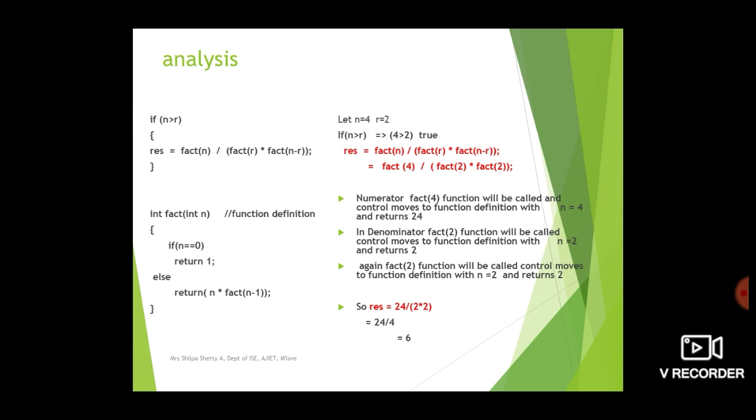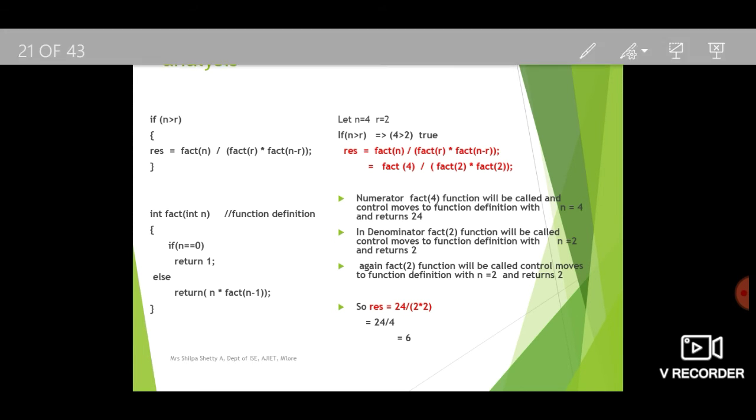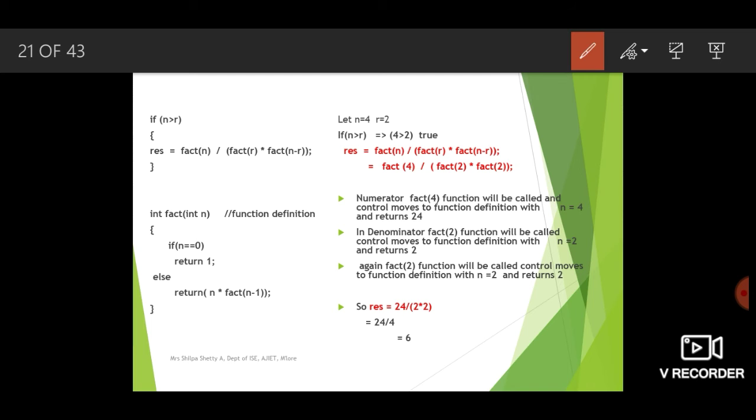So here is a simple analysis of this program. If n is greater than r, we know that the result is equal to fact of n by fact of r into fact of n minus r. So when n is equal to 4 and r is equal to 2, we have n greater than r, 4 greater than 2, the condition is checked and it is true. So it calls factorial of 4 divided by factorial of 2 into factorial of 2.